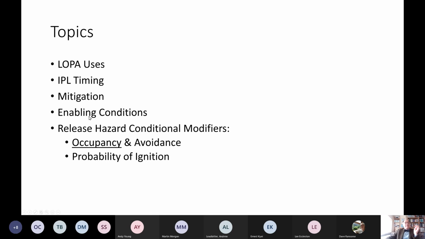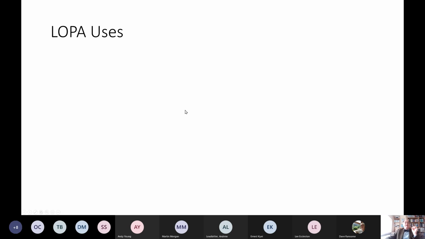I'm going to talk a little bit about enabling conditions and talk quite a bit about conditional modifiers associated with release hazards, particularly over occupancy. There's a deal of confusion over occupancy claims, so I shall be exploring that in some detail, and then also consider avoidance and probability of ignition. So that's in outline where we're headed.